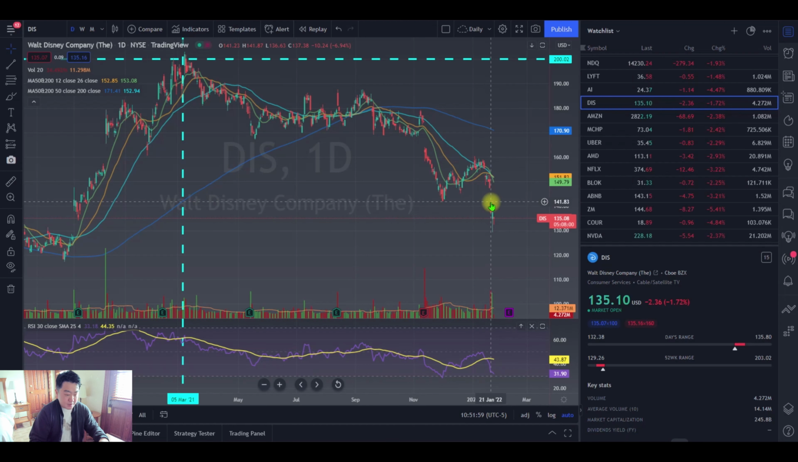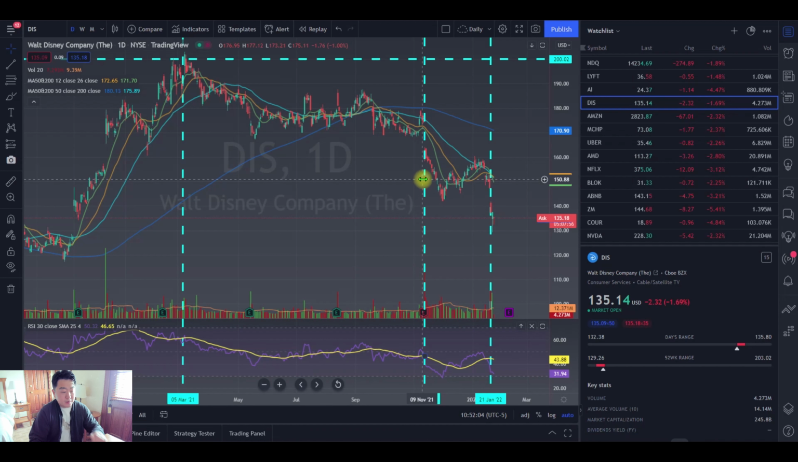But overall, I would say these couple of drops are very surprising, especially the drop a few days ago. Let's put a vertical line. This drop in November, I think that's due to an earnings call, and I think the next thing to watch out for is the next earnings call in the beginning or in the middle of February.